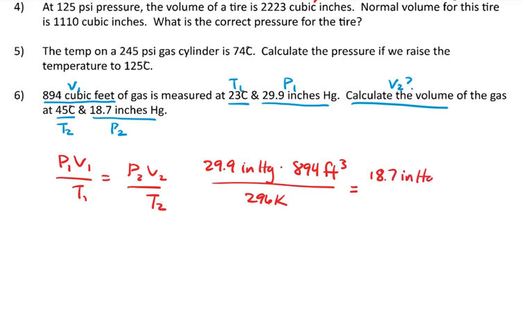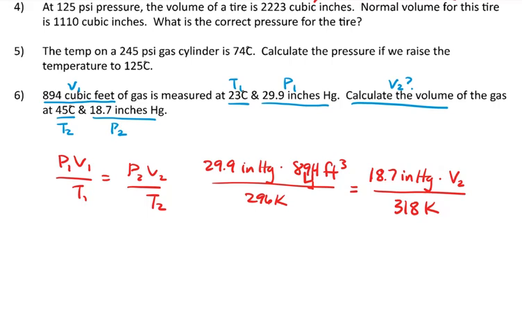Remember, those pressure units can be whatever as long as they match. And here they're both in inches of mercury, so that's a match. The volume is what we're looking for, so V2 is my unknown. And then T2 is 45 Celsius, and again, we need to get that to Kelvin, which is 318 Kelvin. All right, so we've got a lot of parts going on here.